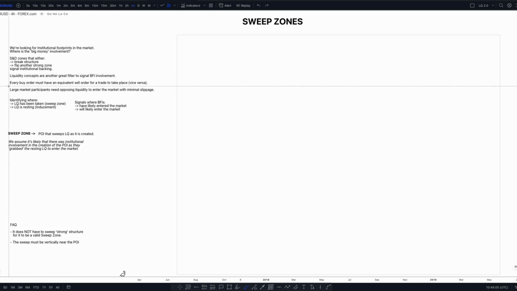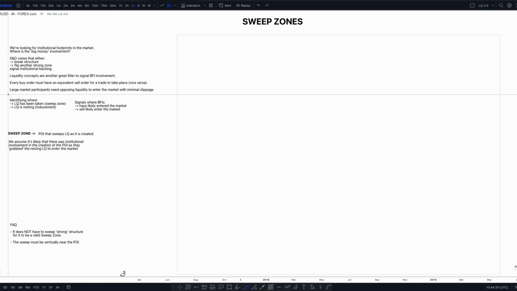Now, just taking a step back to what we talked about in the theory lesson: every buy order must have an equivalent sell order for a trade to take place. Like I said, if you need to buy 10 apples at $2, you need someone selling that minimum amount. Someone needs to be selling at least 10 apples for $2, otherwise there can be no trade taking place.